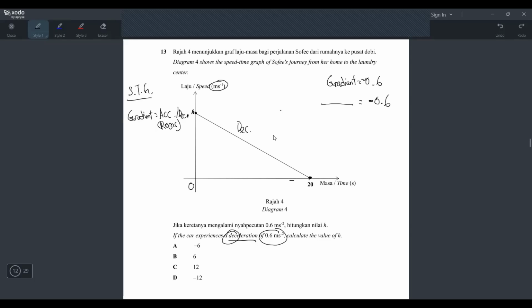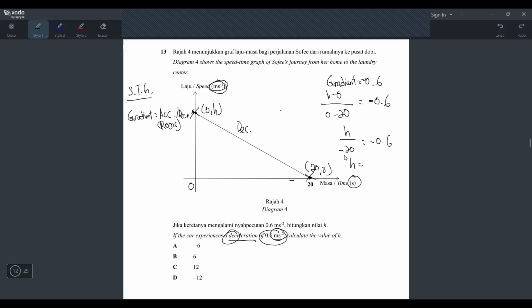But when you use the gradient formula, you need 2 coordinates. So we have one coordinate here, 20, 0, and one coordinate here, 0, h. And always check the units: meter per second, this one also second, and this one is meter per second square. So every unit is correct. So now we can put it in. The formula for gradient is y coordinate minus y coordinate, so h minus 0, divide x coordinate minus x coordinate, 0 minus 20. You can also take 0 minus h, divide 20 minus 0, also can. So h minus 0 is h, 0 minus 20 is negative 20, equals negative 0.6.